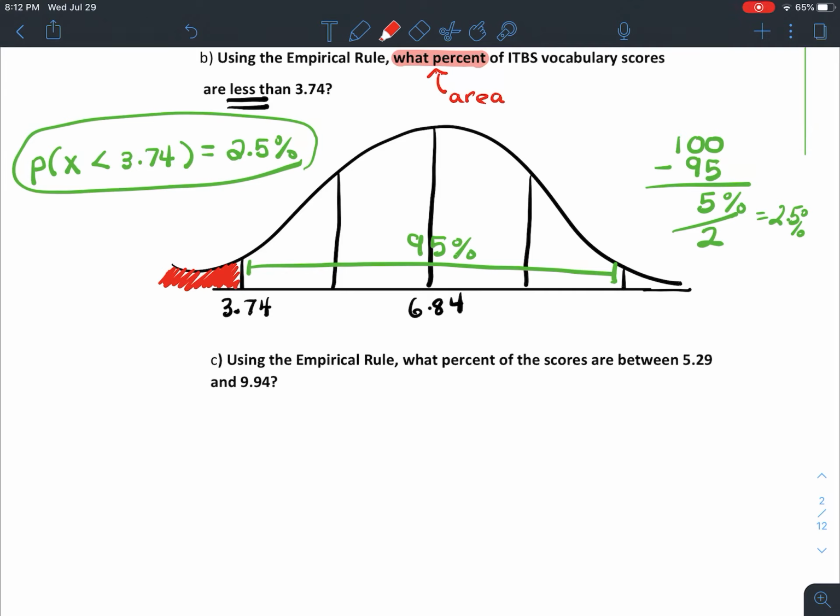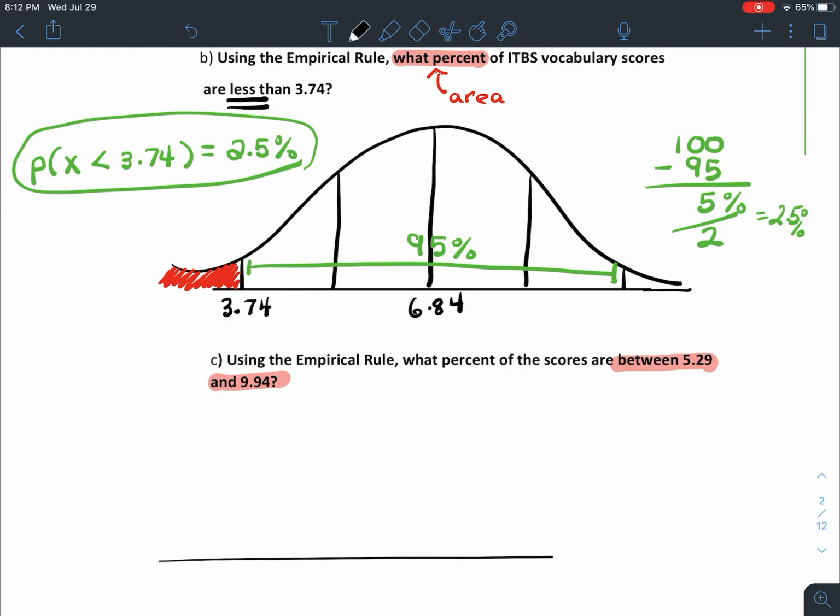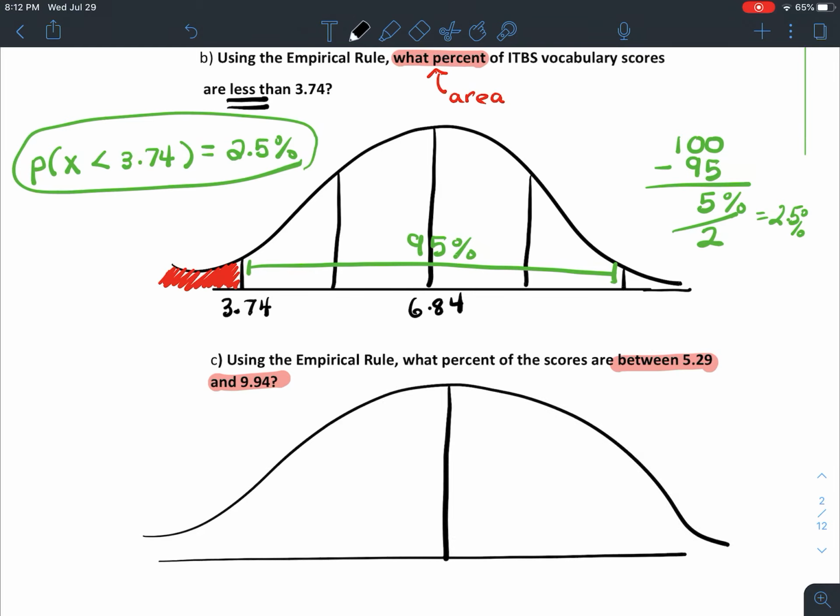Okay, let's take a look at the next one here. It says, using the empirical rule, what percent of the scores are between 5.29 and 9.94? So again, without drawing all the way out 3 standard deviations, I'm going to do a rough sketch. Every time they ask you one of these questions, you need to have your own graph to go with it. 1 standard deviation to the left, we said, was 5.29. 1 to the right was 8.39.